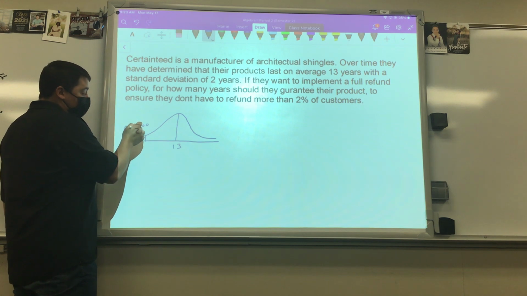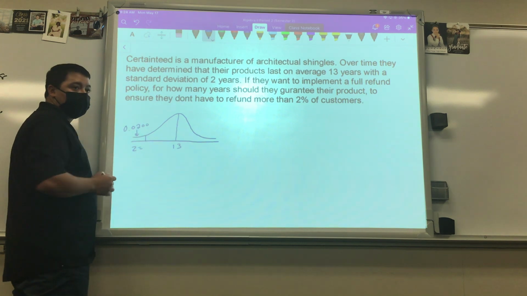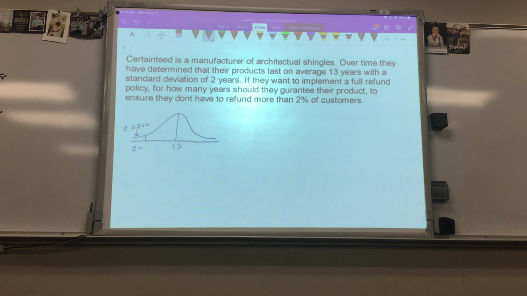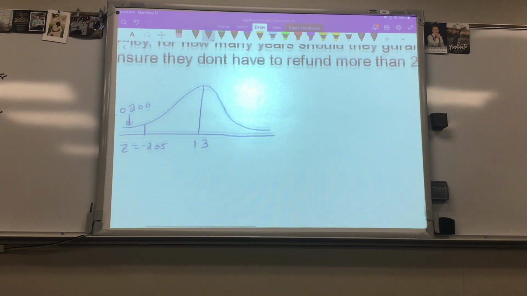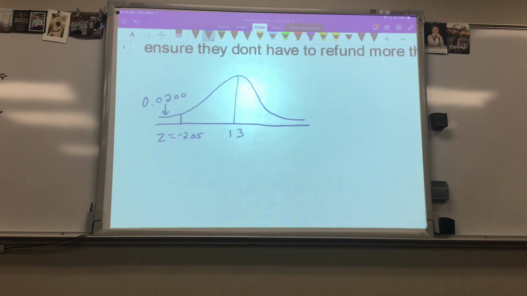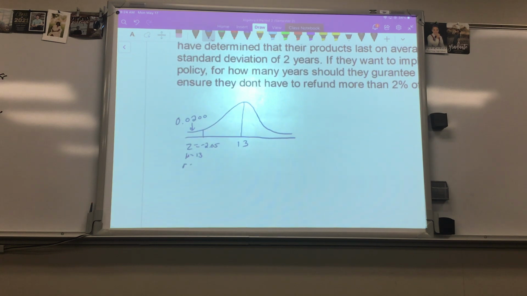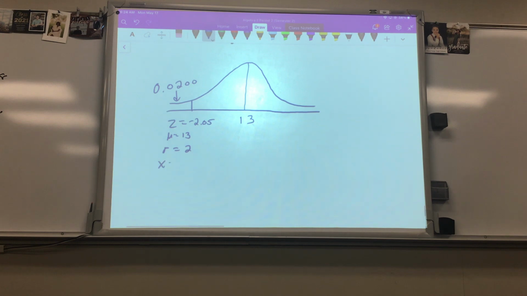So I got that 2%, can I find the z-score associated with that point? Yep, you looked up 0.02, what was it, negative 2.05? Yep. Okay. So we're trying to figure out that year, right? This is what they're going to put on their packaging, guaranteed for this many years. Short of that, those are the people that get the warranty. So if I got a z-score of negative 2.05, a mean of 13 and a standard deviation of, what was it, 2? Now I'm going to figure out that year they're going to put on the packaging, correct?